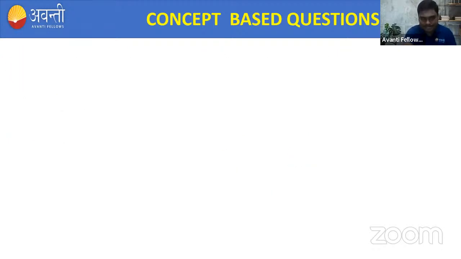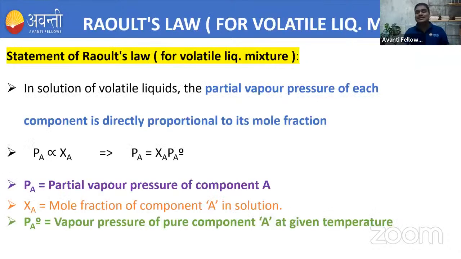Okay. Now, after completing the concentration terms, the first important thing that we are going to study is Raoult's law. We have Raoult's law for 2 cases. In today's class, we are going to discuss Raoult's law for a volatile liquid mixture. In the next class, we are going to discuss Raoult's law for a non-volatile solute in colligative properties. So what is the statement of Raoult's law?